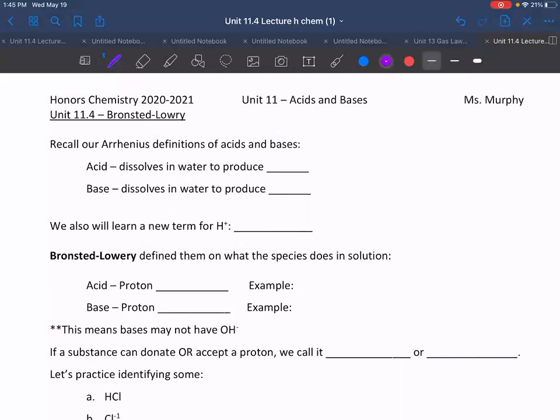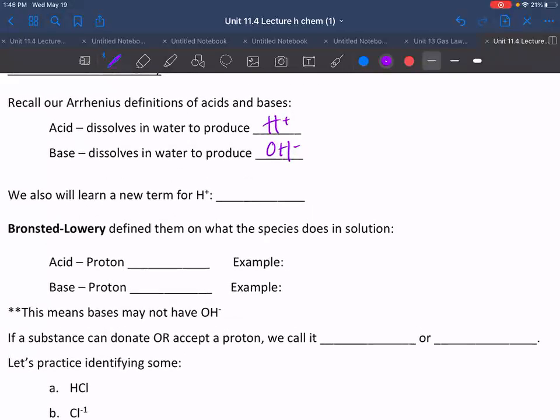So we are going to talk about a new definition for acids and bases. What we've learned as a definition previously is that an acid, if you dissolve it in water, is going to produce H plus. If you have a base and dissolve it in water, then it will produce OH minus. Before we get into the definition for Bronsted Lowry, we have a new term for H plus, and that is just calling it a proton.